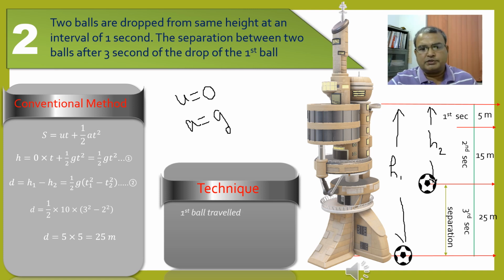No need for calculation. Look, the first ball traveled 3 seconds, but the second ball traveled only 2 seconds. The distance d is nothing but 25 meters. What a technique! No time to solve the problem, isn't it?